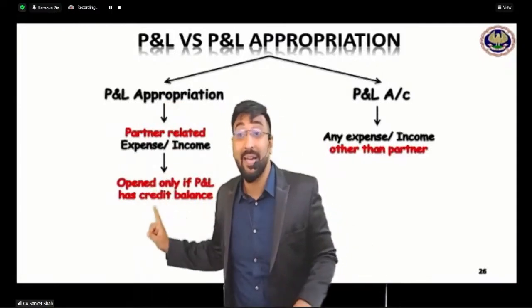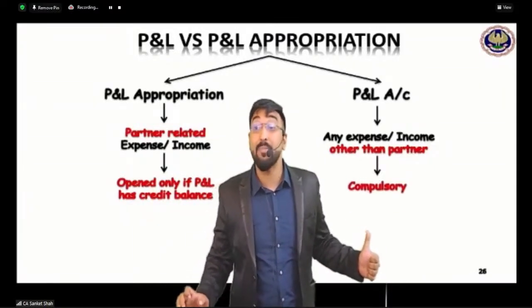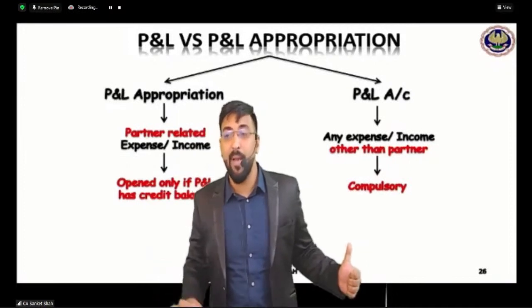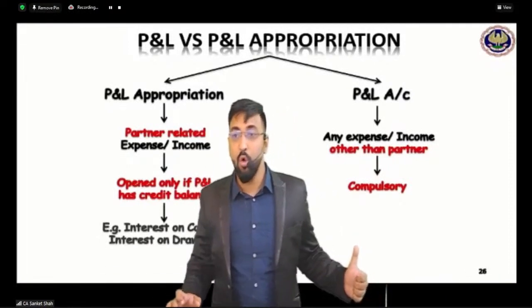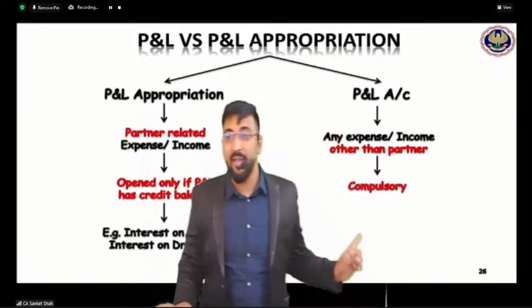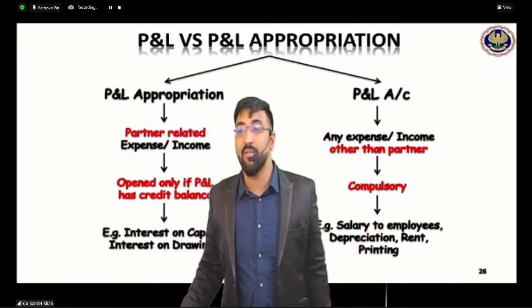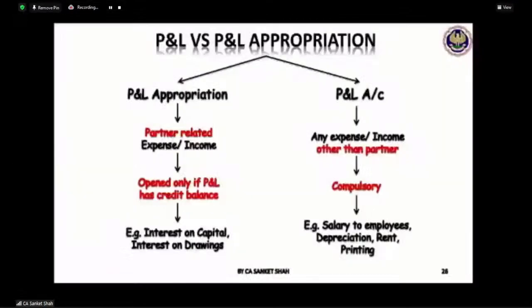So it has a credit balance. But remember, this P&L account is mandatory. It may have a debit balance or credit balance. For example, interest on capital and interest on drawings, we will record here. And here we are going to record salary to employee, depreciation, rent, printing, that we are going to write in the P&L account. So what is P&L appropriation? It is where related expenses or income which are related to the partner are transferred. Okay, so this is the basic difference.